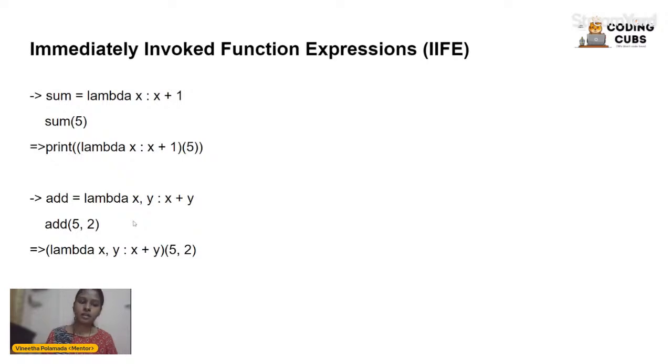And the second example is also the same thing. Add lambda x comma y colon x plus y. And if you add 5 comma 2, you will get 7. So same thing in a single line also. Instead of taking it to the next line and again calling add 5 comma 2 separately, in the same line, beside that, I'm just putting some brackets. In those braces, I'm giving my parameters. So that is about this.